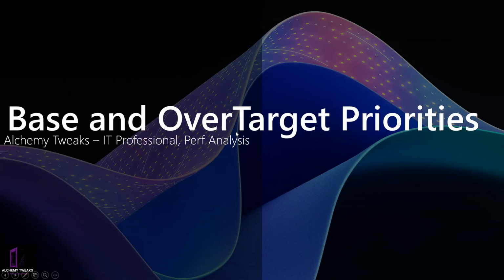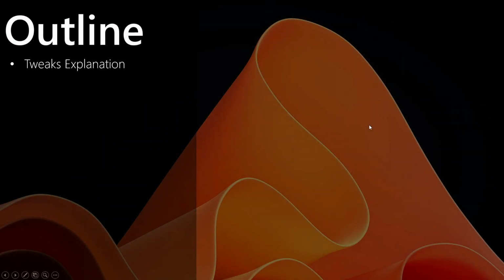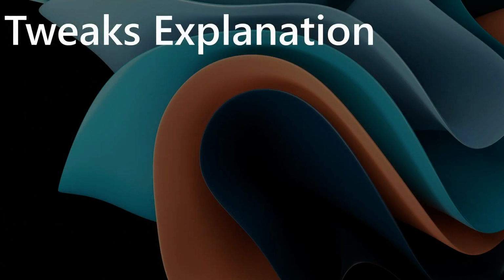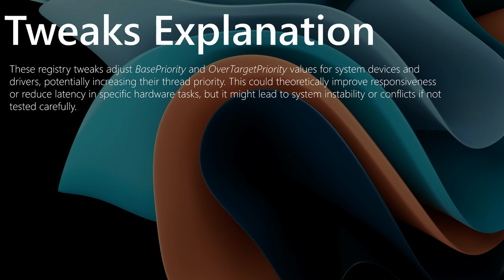So today we include the base and OverTarget priorities. The outline includes tweak explanation, hardware, software and tools, terminology, latency and FPS analysis, and finally a conclusion. The explanation is simple. These registry tweaks adjust base priority and OverTarget priority values for system devices and drivers, potentially increasing their thread priority. This could theoretically improve responsiveness or reduce latency in specific hardware tasks, but it might lead to system instability or conflicts if not tested carefully. So again, be very careful with those tweaks.